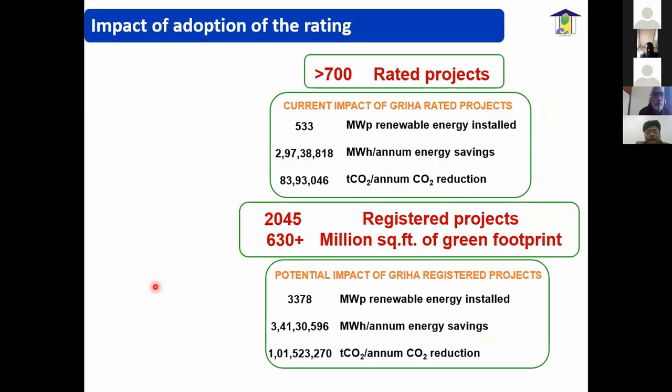So this is the impact which we have created, a very fast-track and basic impact. This number is a bit outdated. We are now at more than 2,200 projects across India. And this is what we have saved and implemented in terms of 700 and more rated projects, more than 533 megawatt of renewable energy installed, this much energy saving and this much CO2 ton reduction.